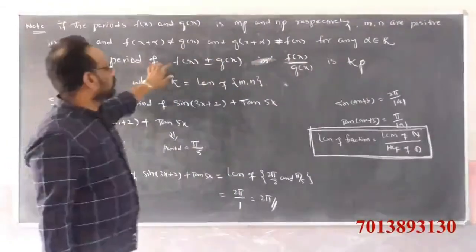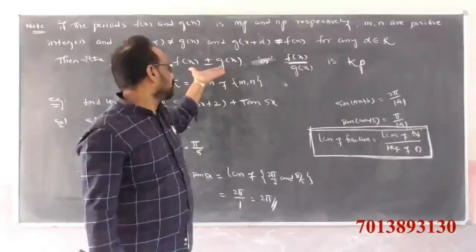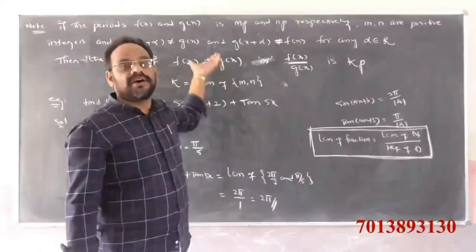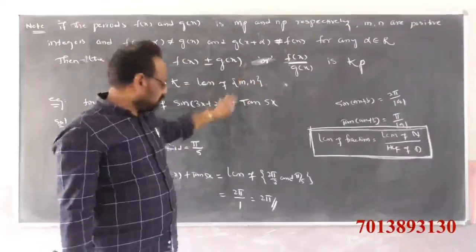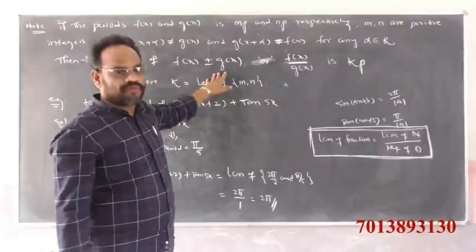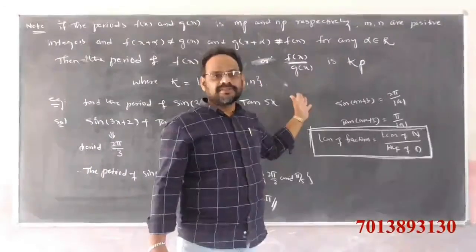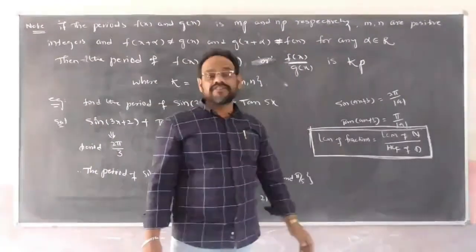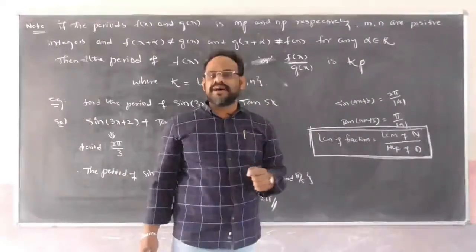Then the period of f of x plus or minus g of x, that means the sum of the two functions, or the difference of the two functions, or the quotient of the two functions, is k p, where k is the LCM of m and n.